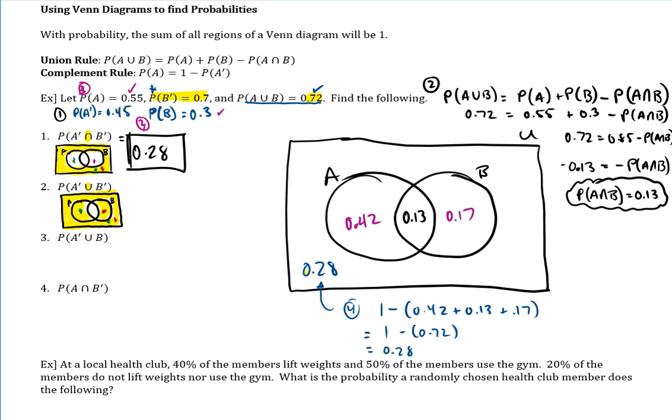Okay, so the football shape is the final probability that's desired for this problem. It is 0.13. All right, there's one of them. There's another one. Okay, so let's get these other two.